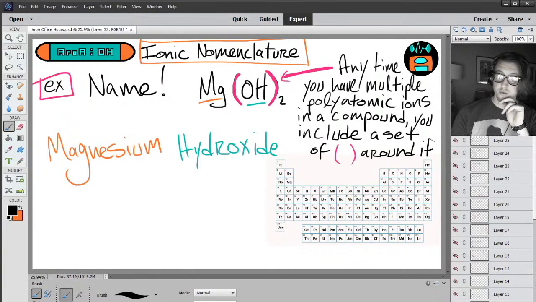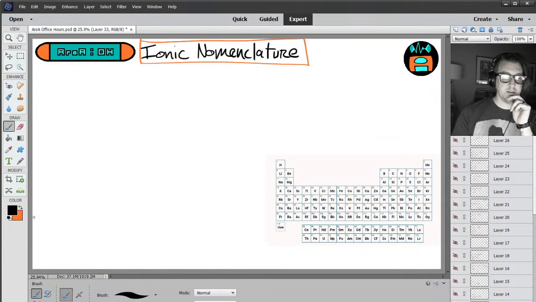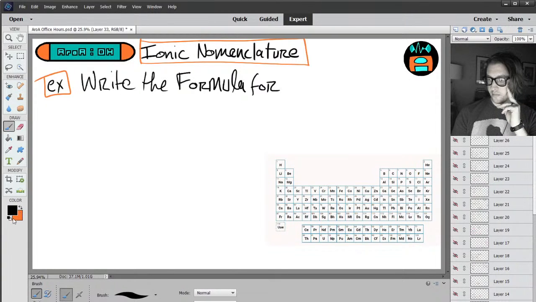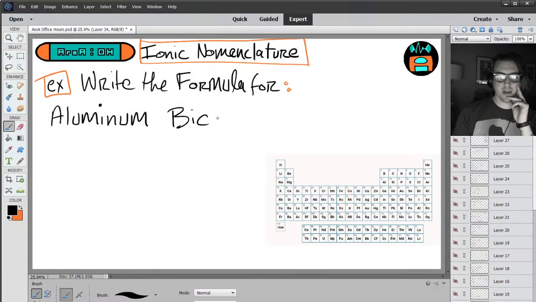Let's do a few in reverse. So let's do a few where we write the formula for, let's do, aluminum bicarbonate.